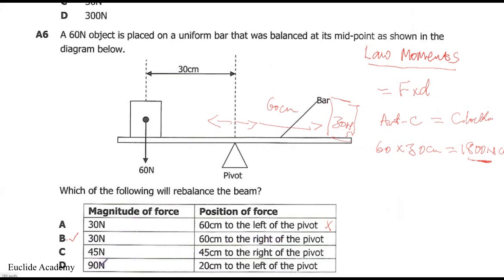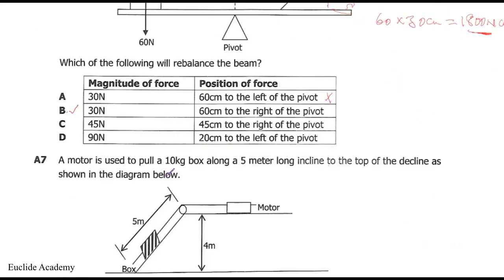So here, if you multiply 90 times 20, it will also give you 1800, but this is to the left of the pivot, which of course I assume here, so it won't make sense. So you need it on this side, to the right of the pivot. Anyway, left, right, but you need it here so that it can be 30 times 60. B will work.